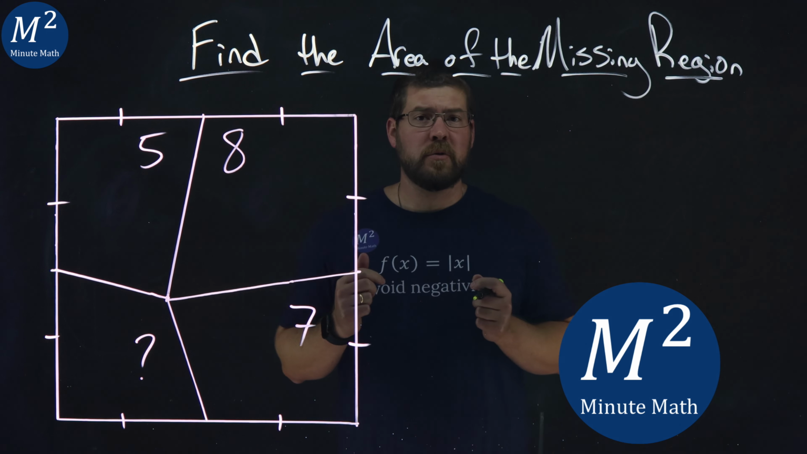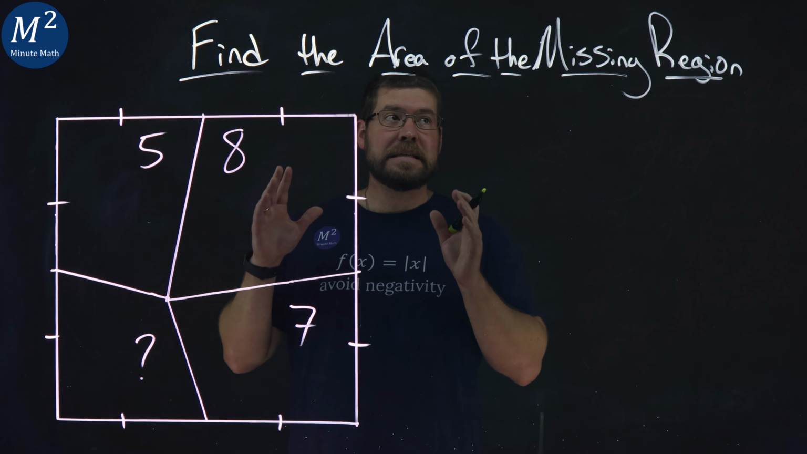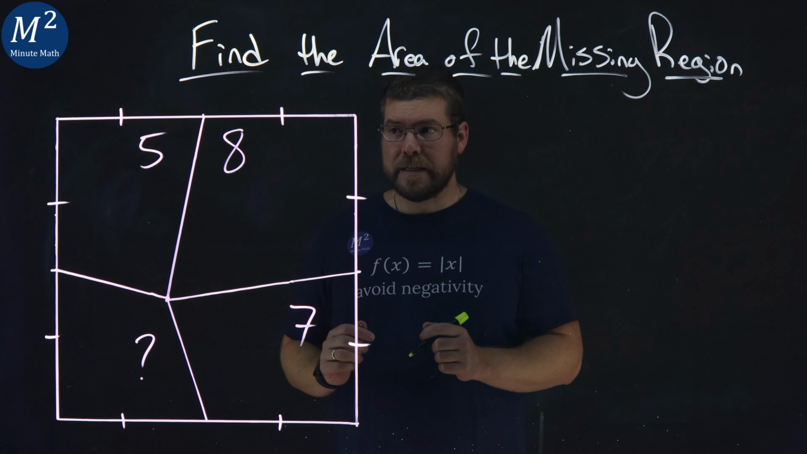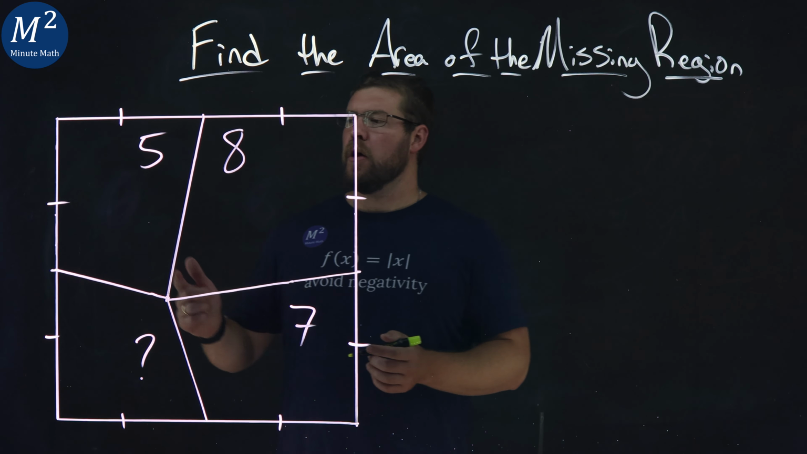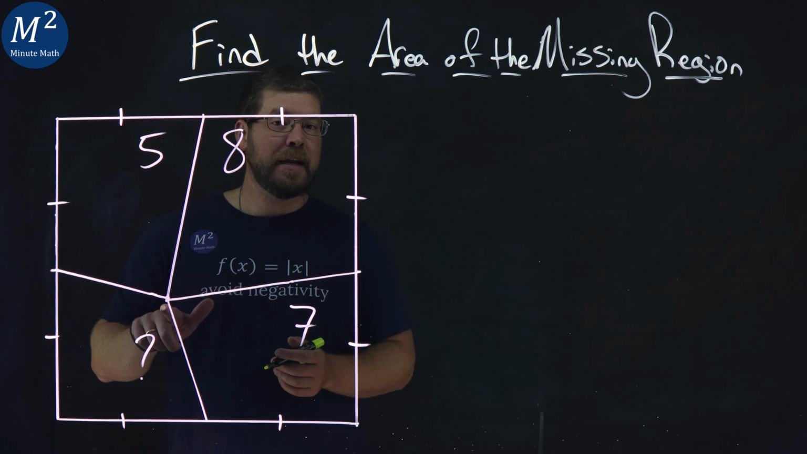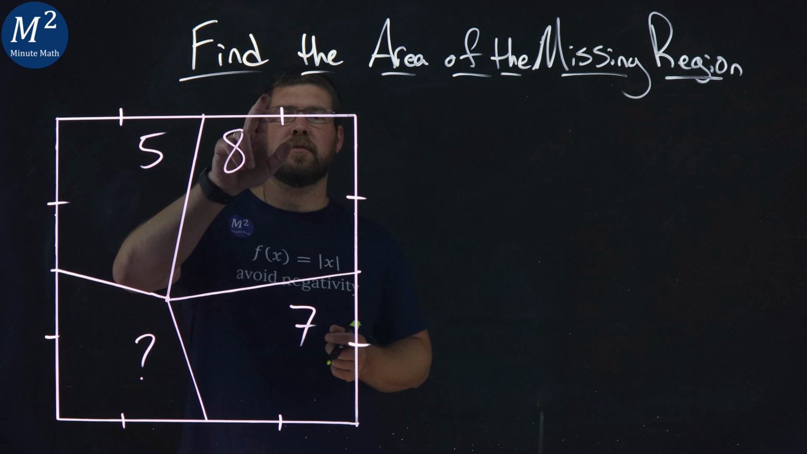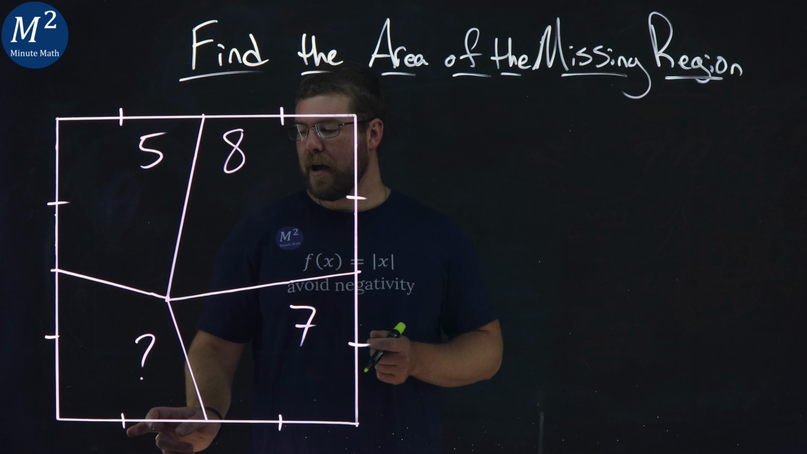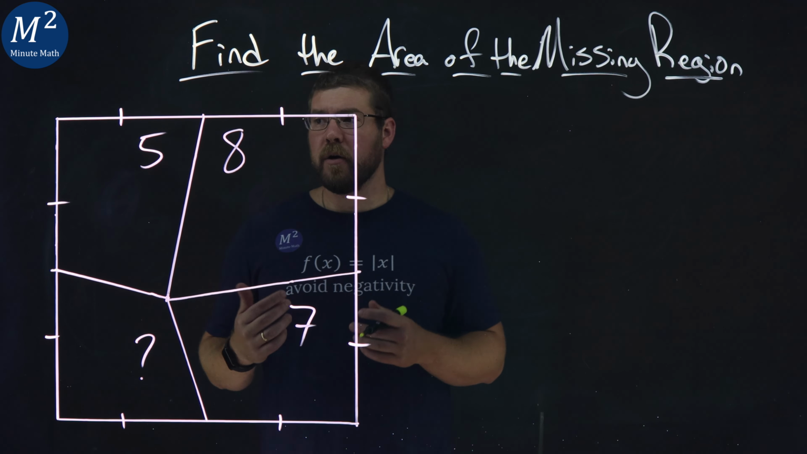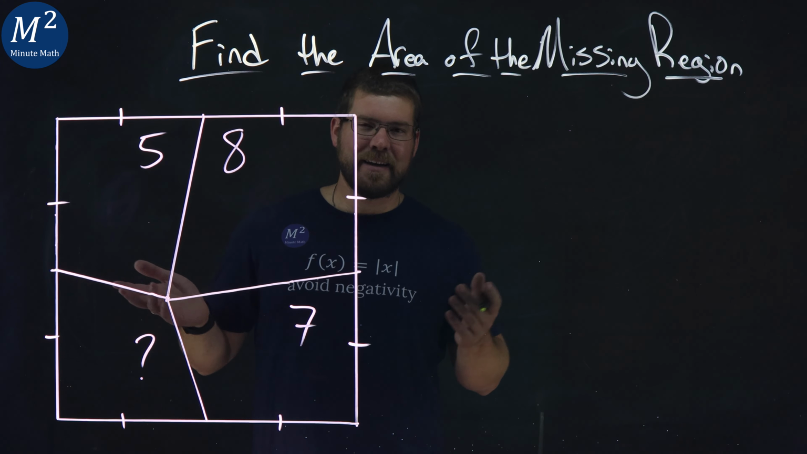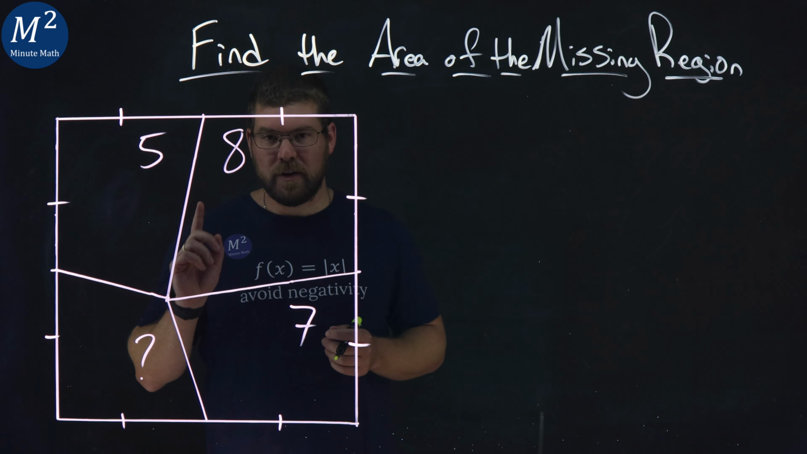And we have a geometry problem here. We're given this figure, and we want to find the missing area of that region, okay? Now, one thing to note about this problem, notice we have a point here that's clearly not in the center of our square. We then have congruent line segments right here, so they all have the same length. And each region has a different area. We have 5, 8, and 7. Again, not drawn to scale, but bear with me. From there, we want to find the missing region.